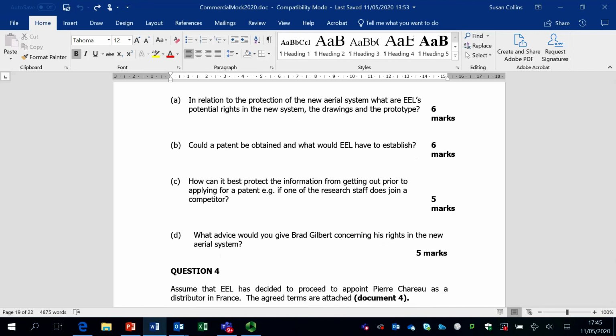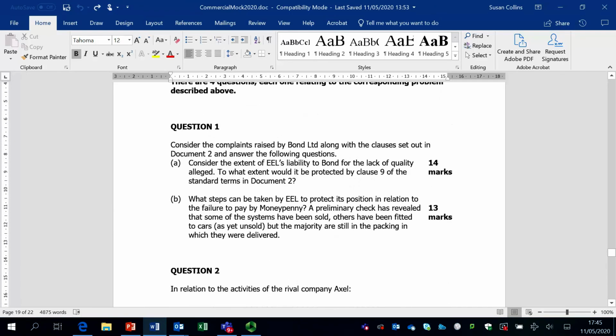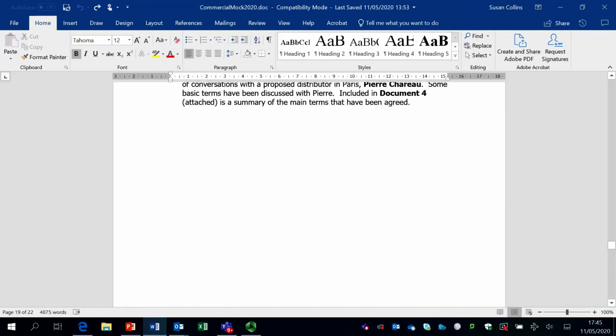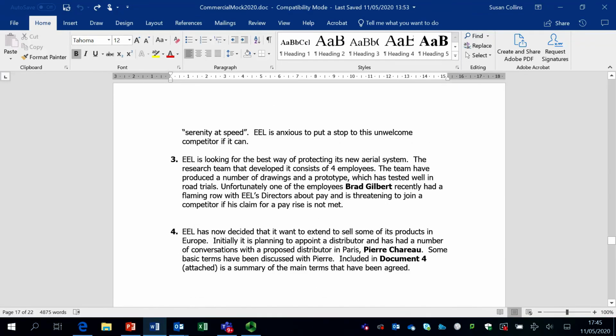Moving on to C. How can it best protect the information from getting out prior to applying for a patent if one of the research staff does join a competitor? We talked quite a lot about this last week, so this should be very fresh in your mind. This is about the duty of confidence, and making sure that everyone is under an obligation of confidence. The research team, we're told, is 4 people who are all employees, all right? The facts talk about that here. The research team consists of 4 employees.